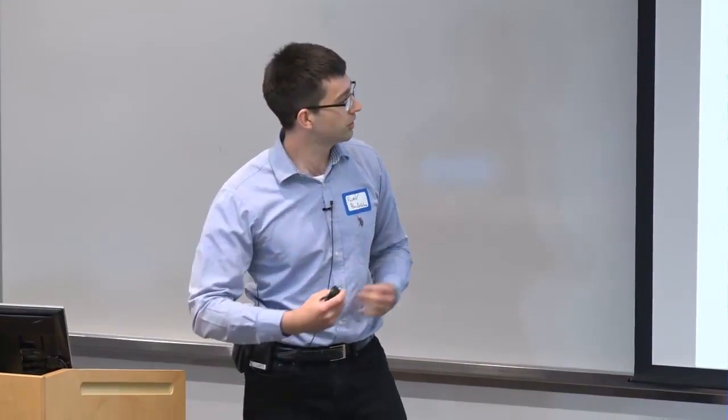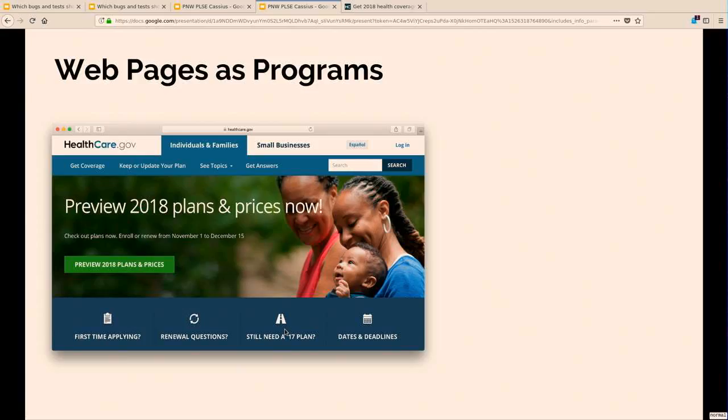OK, so web pages are programs. They respond to user input. They provide output, which is the visual arrangement of elements on the page. And if we start thinking about these as programs, and we start recognizing that they have bugs, we immediately start wondering, how can we determine whether a web page layout is correct?